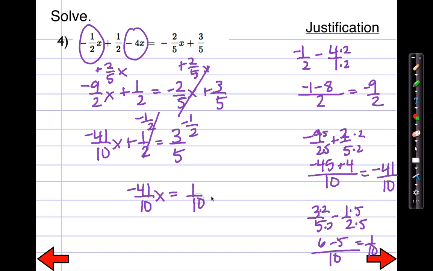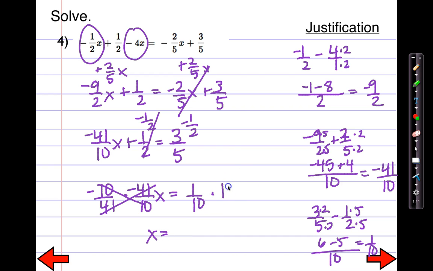Now we're not done. Again, you could divide by the coefficient, but we've learned something new. We can also multiply by the reciprocal of our coefficient. Notice with reciprocal, it doesn't change the sign at all, so we're still multiplying by a negative. I'm going to flip it over to 10 over 41. Notice the 10's cross cancel, the 41's cross cancel, and a negative times a negative is now positive, leaving me with just x on this side.